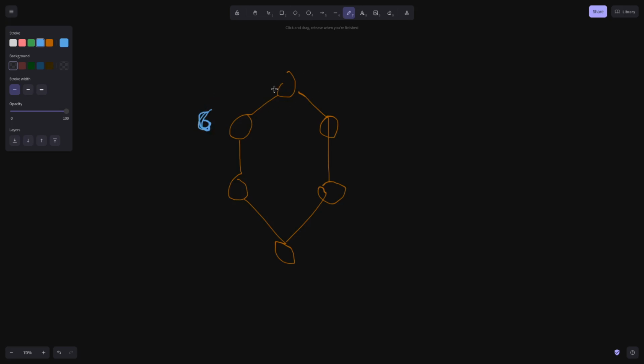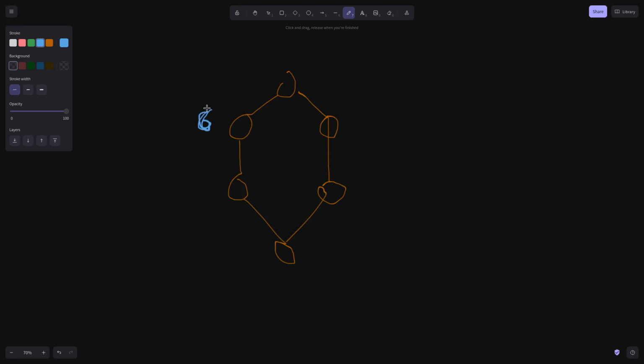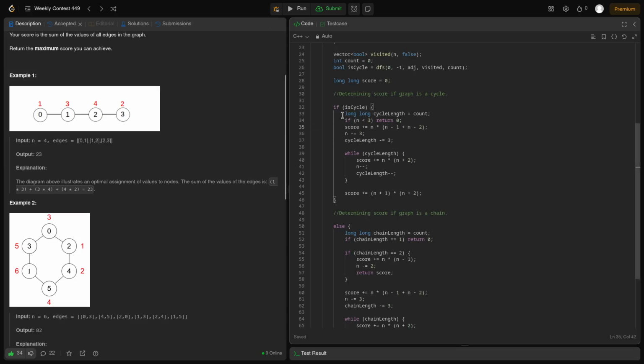We don't have to, in fact, store the values that we are assigning to the nodes. All we have to do is compute the score as we go through it algorithmically, right? So right now, once we assign the highest possible value to a node, the n minus 1 and n minus 2 are the nodes that will be connected to this highest possible node. So that's exactly what's happening here.